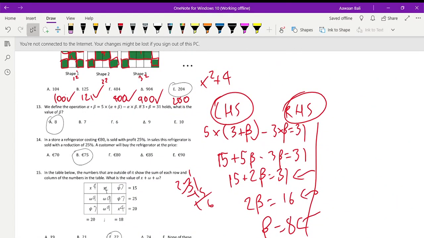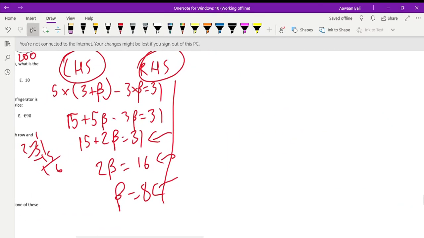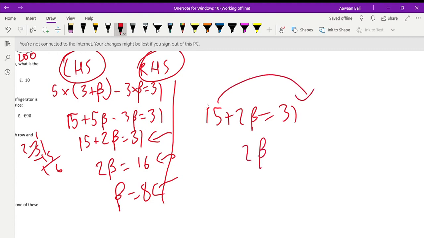And another way you can imagine is that you can take the term to the other side. Like if we took 15 to the other side, it's 2 beta equals 31 minus 15. And since we know this is 15, it's a positive number, so it's a plus.